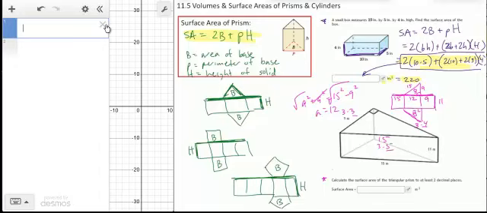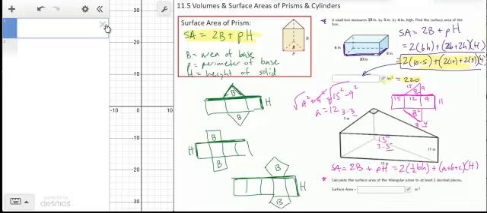So if we're calculating the total surface area, it's going to be twice the base plus the perimeter of the base times the height. The bases are triangles, so 1/2 base times height, plus the perimeter of a triangle is just the sum of all three sides, so a plus b plus c, all times H, the height. Oops, sorry, the height is capital H here of the solid.